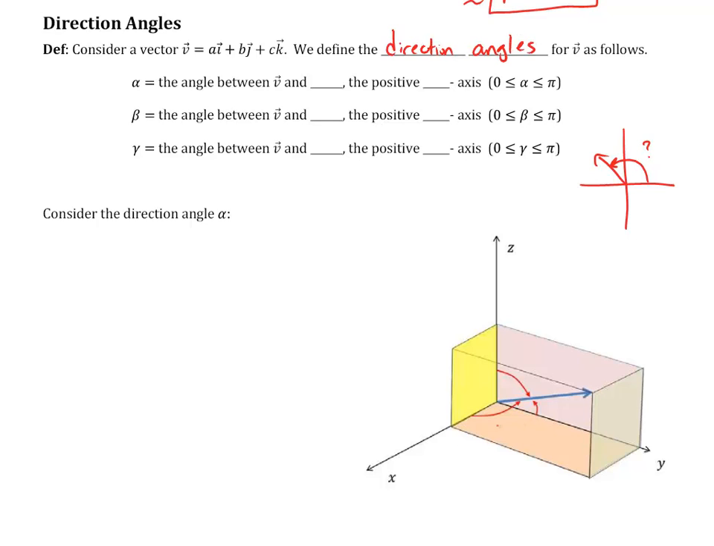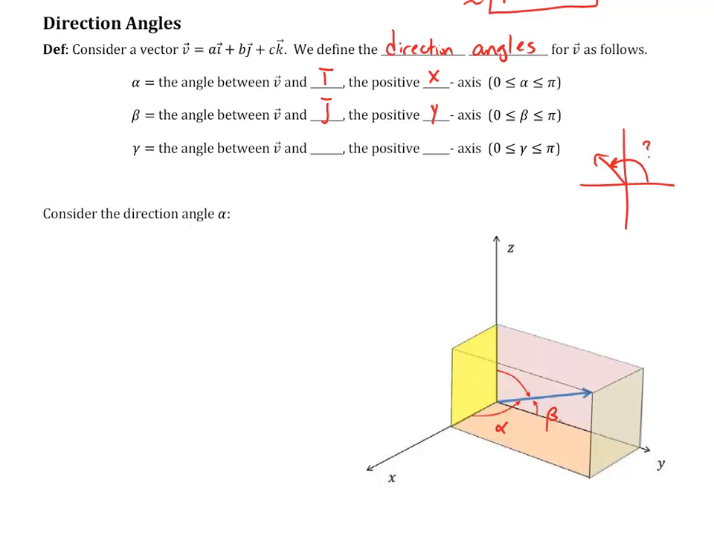We'll call alpha the angle between any vector v and i, which is really the vector in the direction of the positive x-axis. Alpha is always going to be between 0 and pi then. Beta is going to be the angle between vector v and j, because we want to find the direction angle between the vector and the y-axis.